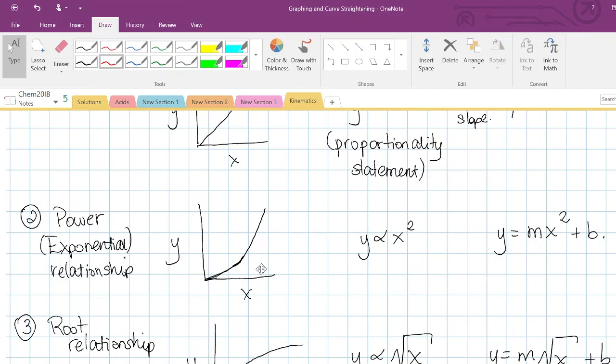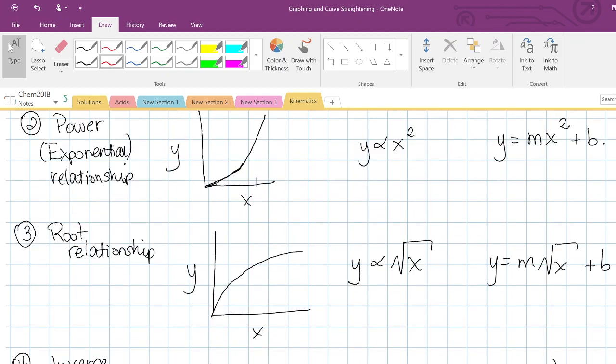And if we look at that in terms of our slope, and in terms of the equation of a line, we get that y is equal to m x squared plus b, right? So this is where the y is proportional to x squared comes into play.